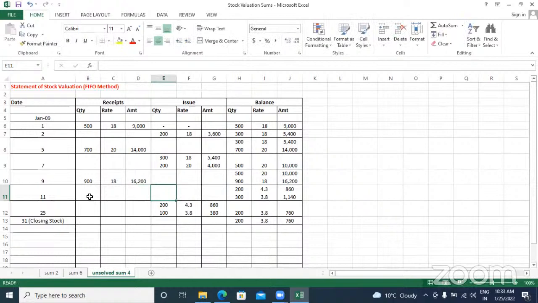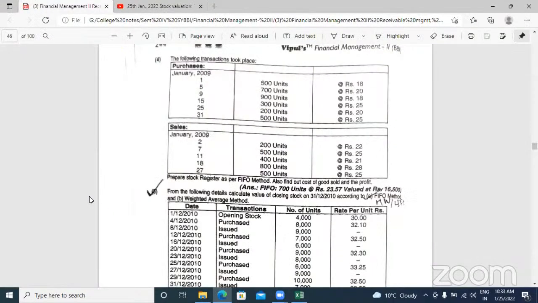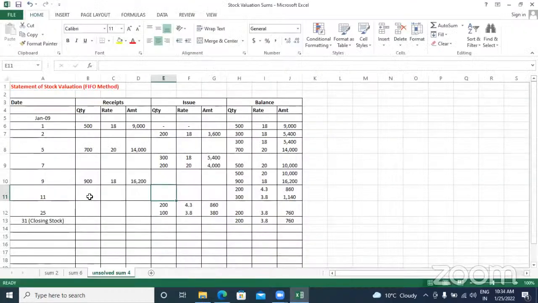And come to the issue column. How many units? 400. So can you tell me how much is there in your first stock? 500, ma'am. Out of 500, 400 can be easily taken out. Yes, ma'am. If you have 500 in your pocket, you can spend 400 out of it, absolutely. But you cannot spend 500 out of 400, but you can spend 400 out of 500, right?